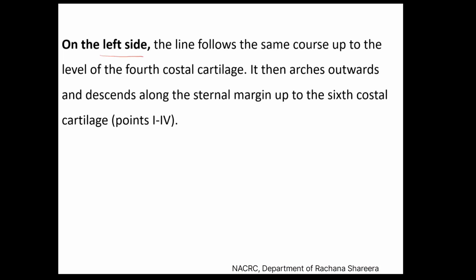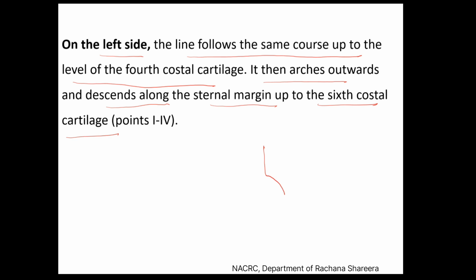On the left side, the line follows the same course up to the level of the 4th costal cartilage. It then arcs outward and descends along the sternal margin up to the 6th costal cartilage, because on the left side the cardiac notch is found. Okay, then the 4th, 5th and 6th points.